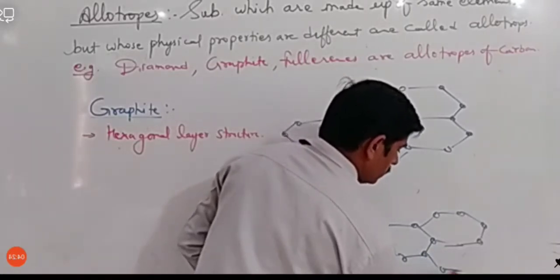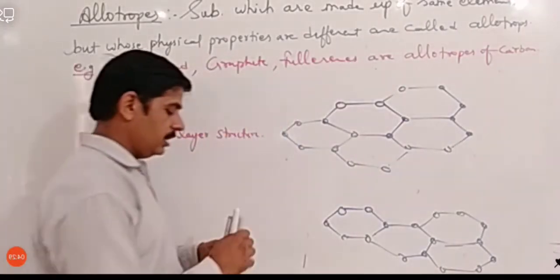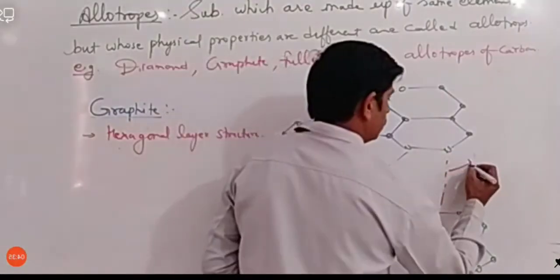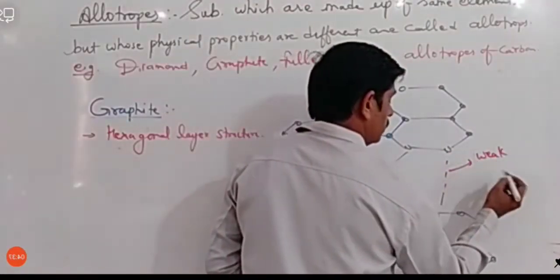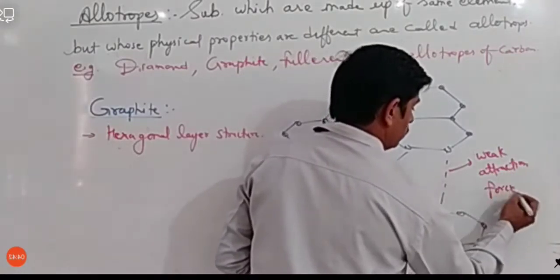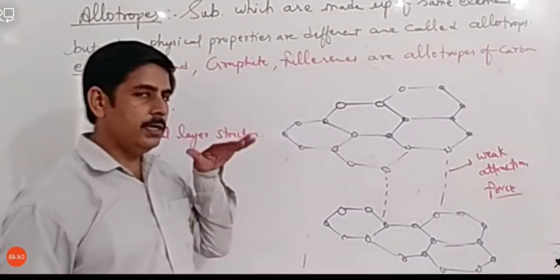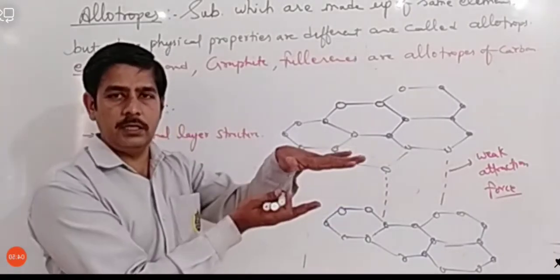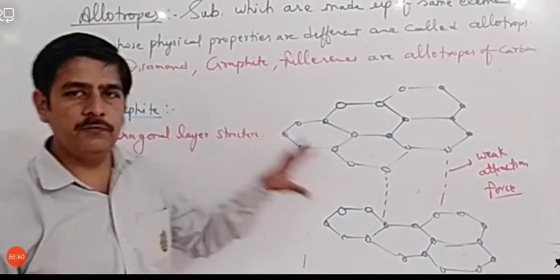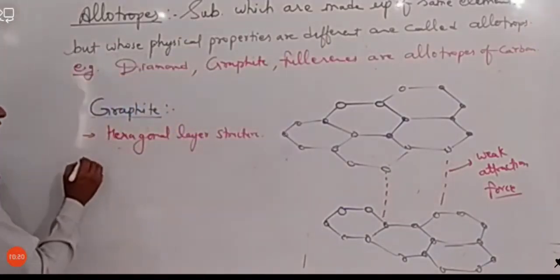From this diagram we can easily conclude that graphite is soft. Why? Because these layers are attached with each other through a weak attraction force. There is a weak attraction force between these two layers. इनके बीच में बहुत ही weak attraction force है. Whenever you apply pressure on it, जब आप इसमें pressure apply करते हैं, these layers can shift on each other. ये layer जो है वो एक दूसरे पर shift हो जाती है. And because of the shifting of layers, it is soft.